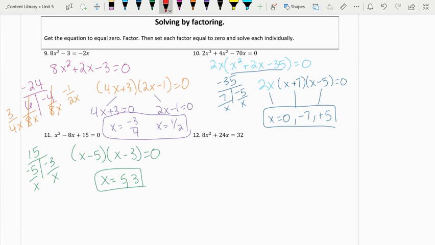And then our very last one. The first thing you need to do is make sure that you moved over that 32. Oh, it would be a -32. Now what I'm going to do on this one is take out an 8 because they all are divisible by 8. At this point, the numbers are much simpler to work with.